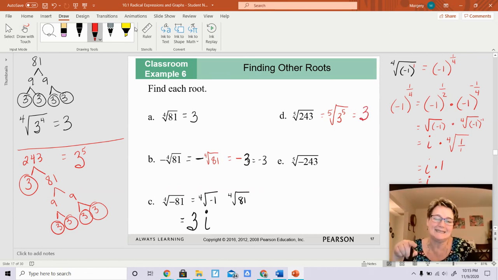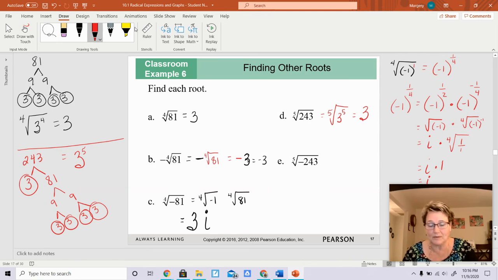By the way, on the ACT, I've never seen them make you memorize what the 5th power of 243 is. Okay? All right. So they do make you memorize the fifth root of 32 because that is 2. All right, that's about as high as it goes.